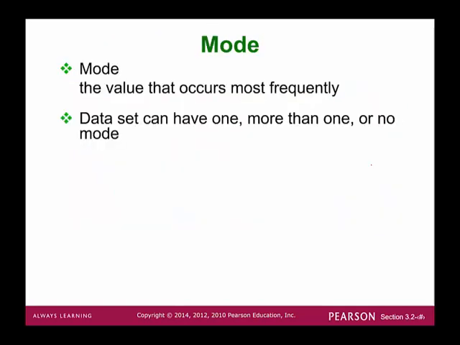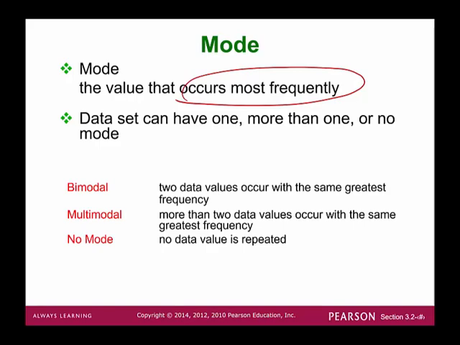Right. And then the mode is the third important term we use to capture the center. Mode is the data value that appears most frequently. Okay. A data set can have one mode, more than one mode, or no mode. Okay, so we have some terminology. If 2 data values appear most frequently, then we call that bimodal. If more than 2 data values appear most frequently, then we call that multimodal. If no data value is repeated, so every single data value appears once, then we say there's no mode.